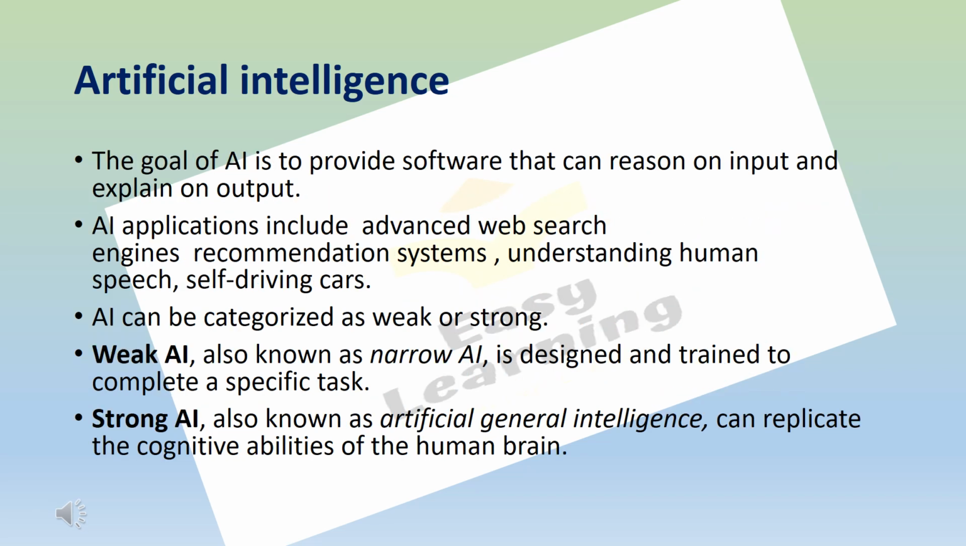The goal of AI is to provide software that can reason on an input and explain an output. जैसे कि मैंने आपको बताया एलेक्सा का कि हम जो भी इनपुट उसको वॉइस कमांड दे रहे हैं it will come in a form that can be explained in the form of output. यानी अगर आपने उसे कोई सॉन्ग प्ले करने को कहा, तो जो सेम सॉन्ग if she is playing, that can be explained as a form of output. Then AI applications include advanced web search engines, recommendation systems, understanding human speech, self-driving cars.